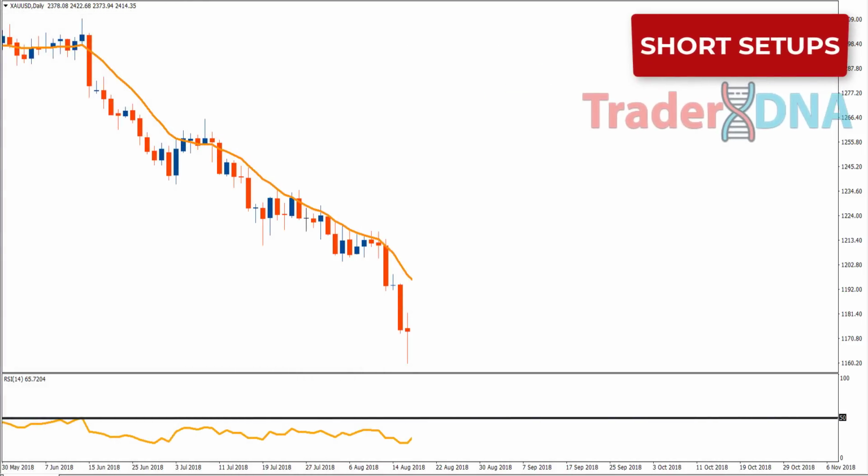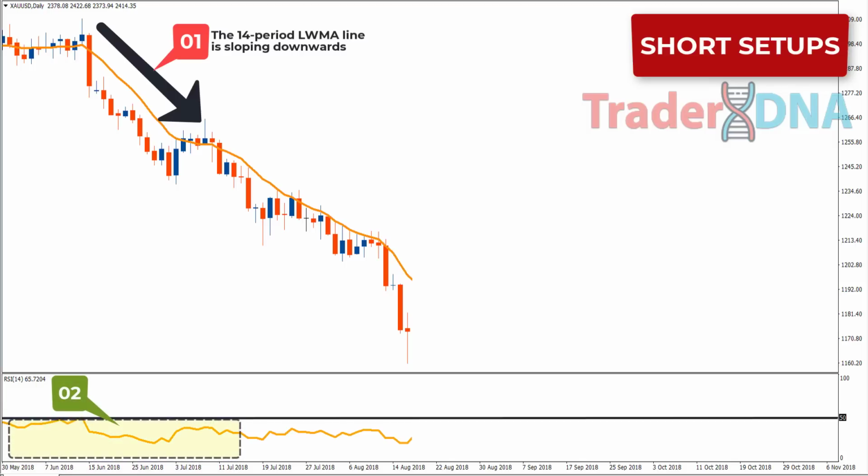Selling rules or short setups. First, the 14-period LWMA line is sloping downwards, indicating a bearish trend in the market. As mentioned earlier, traders should not seek Marubozu pattern signals if the 14-period LWMA line is flat, as it indicates that the market trend has not yet formed. Second, the 14-period RSI line is below the 50 level. This serves as an important confirmation that the market trend is indeed bearish. These two conditions are more than enough to provide strong reasons that if a trader finds a bearish Marubozu candlestick pattern, the bearish trend is likely to remain strong for some time.